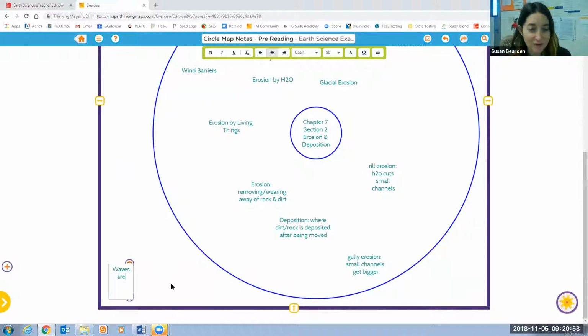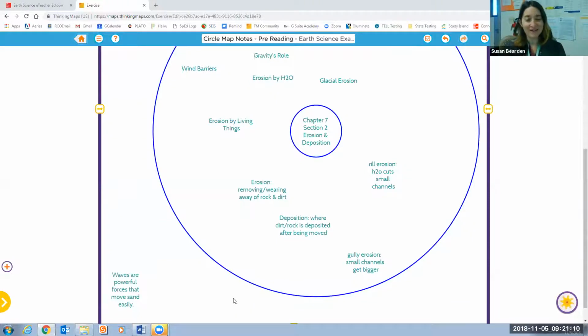Waves are powerful forces that move sand easily, right? That's a connection I made when I saw that picture. Oh, cool. Okay. All right.